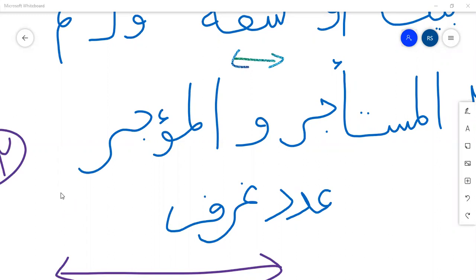How many rooms? كم غرفة في الشقة؟ Okay. كم غرفة في الشقة؟ في شقتي خمس غرف. في شقتي خمس غرف. Okay.